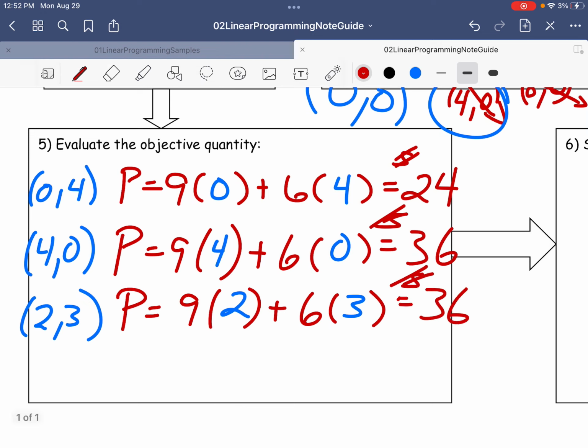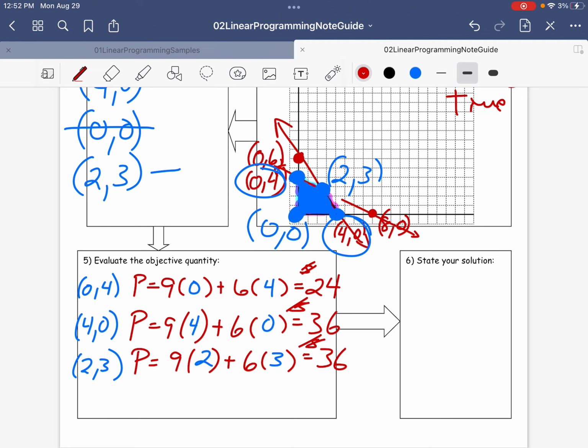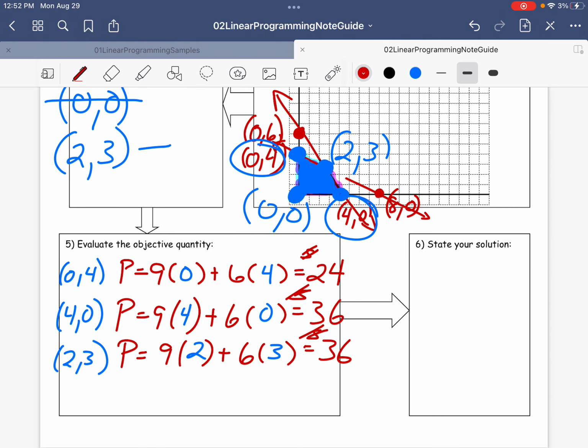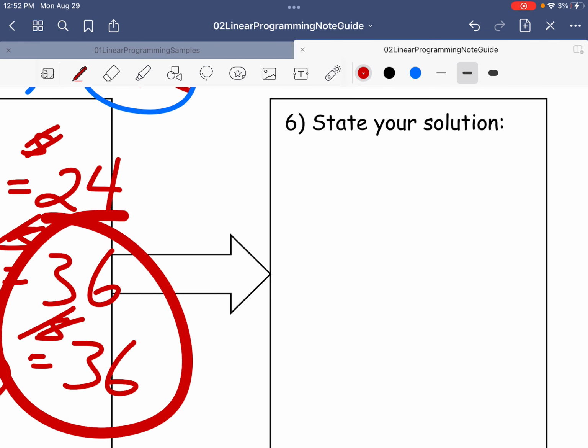Now, if you're wondering, what is it that we're trying to do? What really is the final answer to this problem? The final answer was to find the combination of phones. And that combination has now been discovered because these two combinations both give me the largest profit. We just need to say so. We need to make a little statement. And this statement might sound something like this.